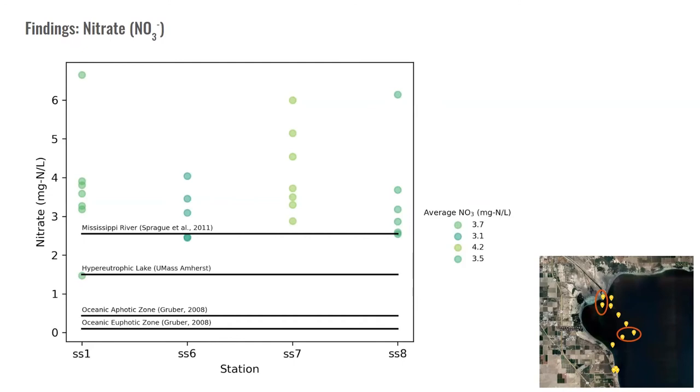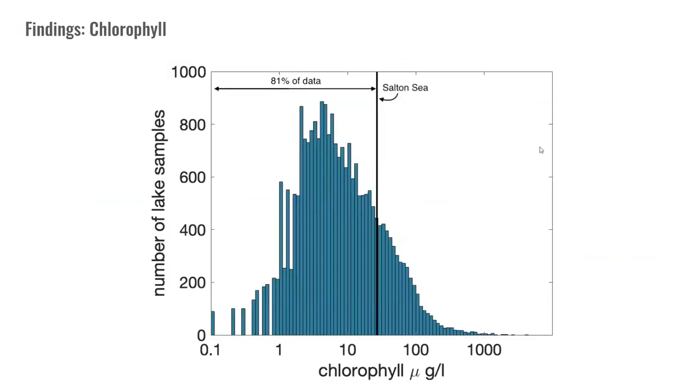What you see is that most of the nitrate concentrations that we've measured in the Salton Sea are higher than oceanic levels, higher than the minimum concentrations needed for an area to be classified as hypereutrophic, and even higher than the average concentrations measured across eight tributaries in the Mississippi River. This last comparison is important since nutrients in the Mississippi River have led to large algae blooms in the Gulf of Mexico. Similarly, we've been tracking algae in the Salton Sea. Ryan, can I go to the next slide, please?